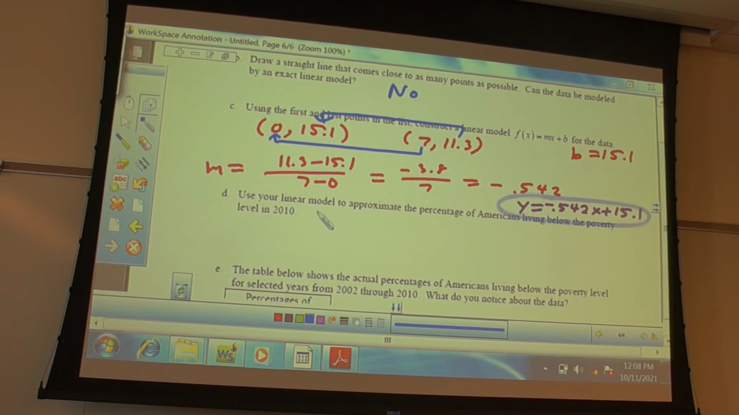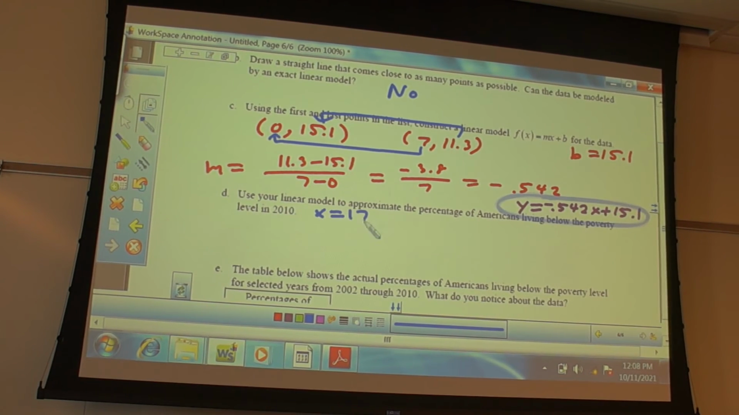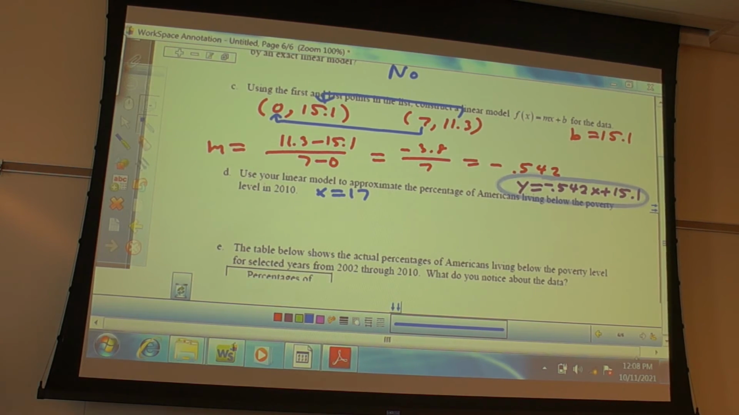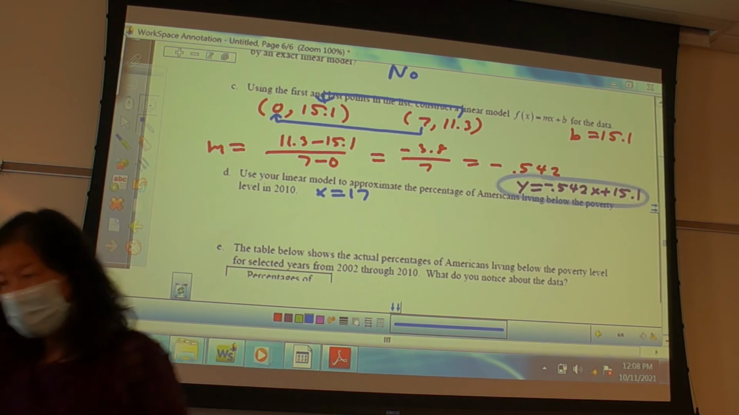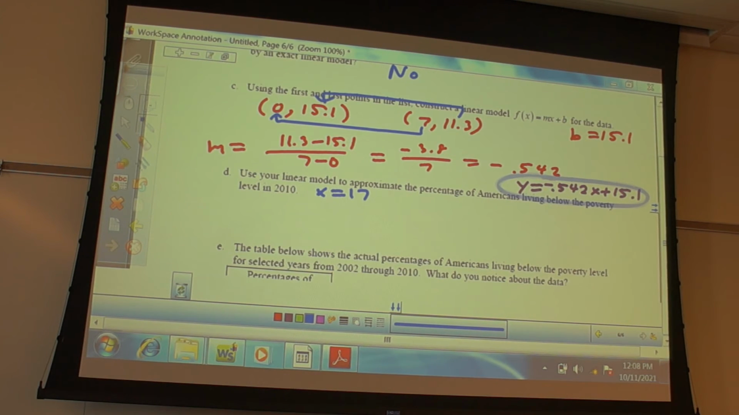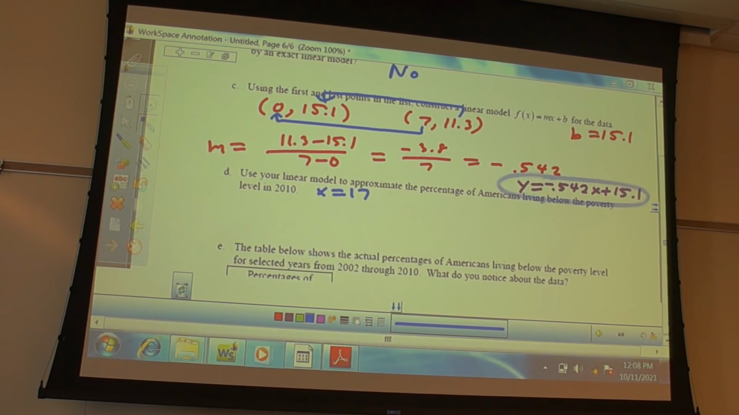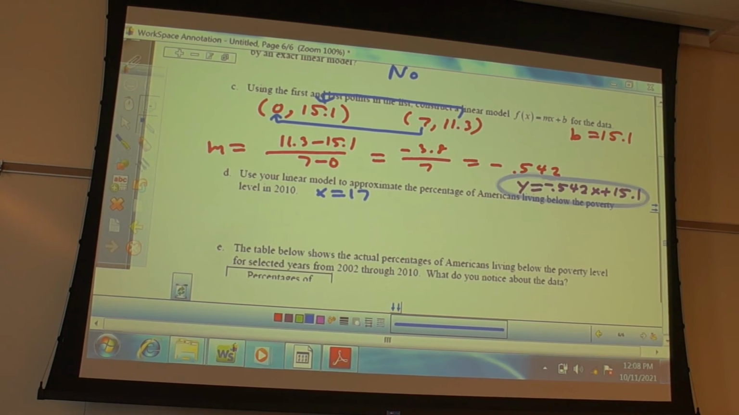So when x is 17, find y. Everybody do it. And then take a look at E and see what you notice about E too. Do both those things. Everybody at home, pause your video now, and then start when you have finished D and E.